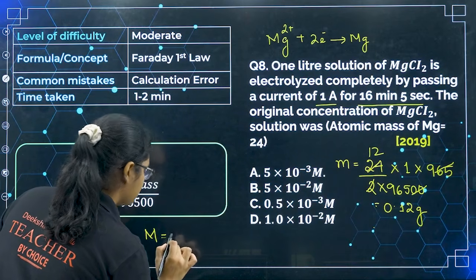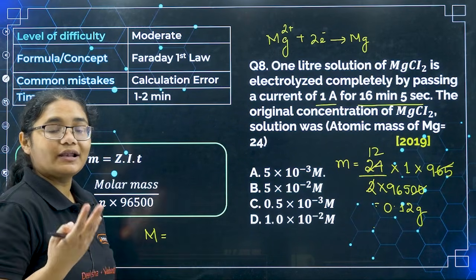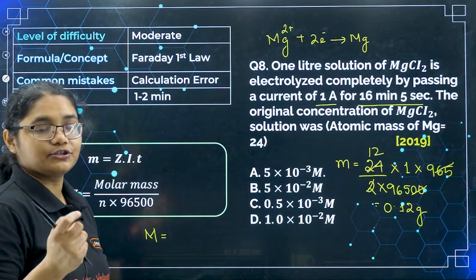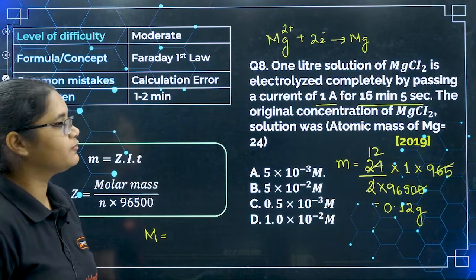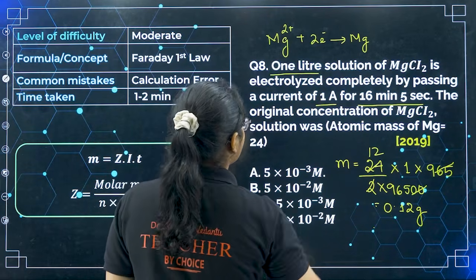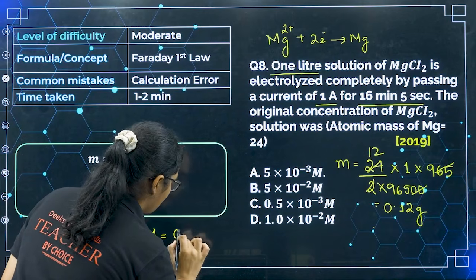Molarity is equal to what? Because it is in terms of molarity. Molarity is the concentration, or number of moles in 1 liter of the volume. It is already, volume is 1 liter. We just need to calculate the number of moles.